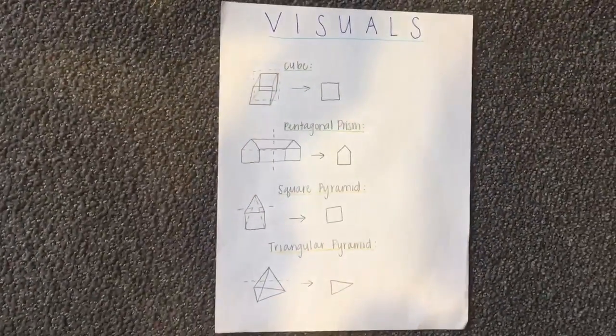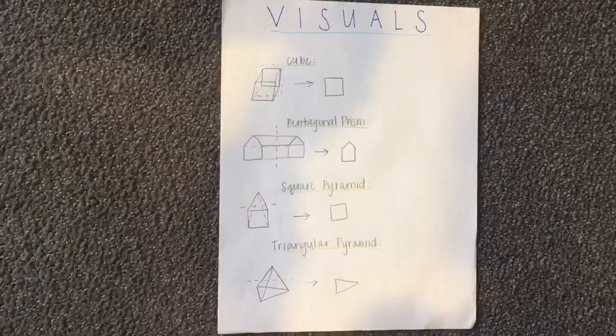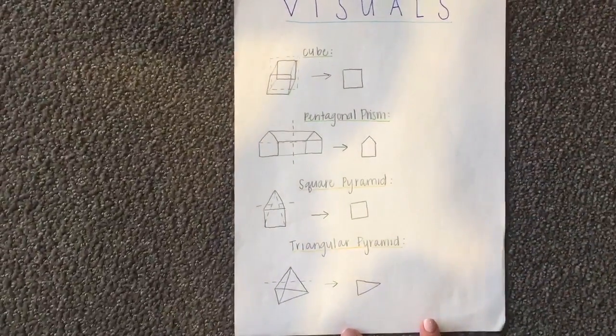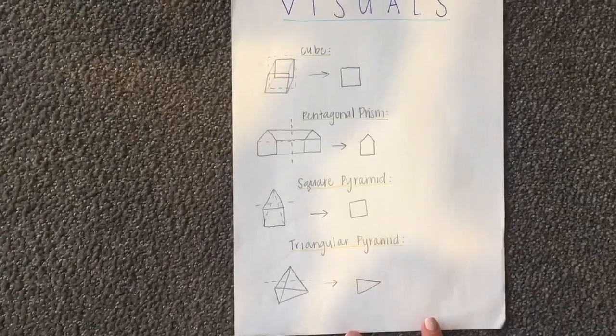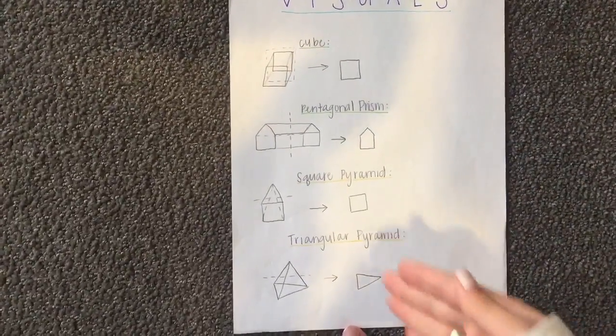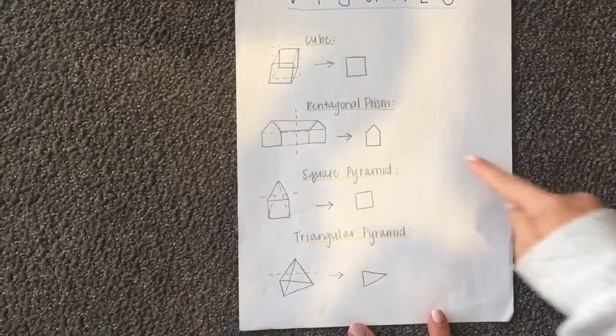Here are a couple visual examples of prisms and pyramids. With a cube, no matter which way you cut it with the cross-section, you will get a cube. But for example, with the pentagonal prism, when you slice it vertically, your cross-section will be a pentagon, and the rest.